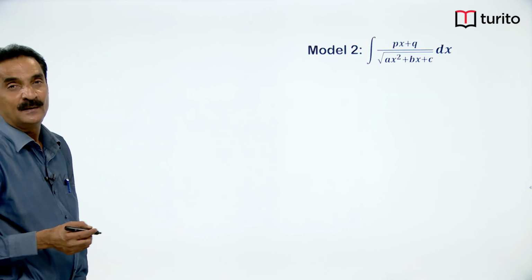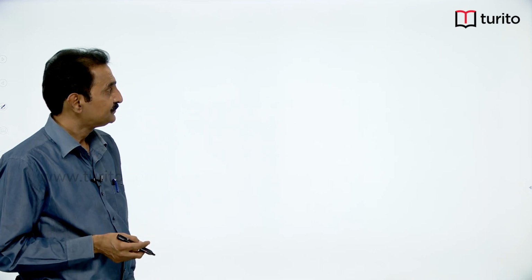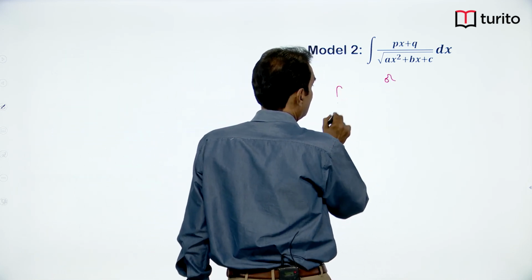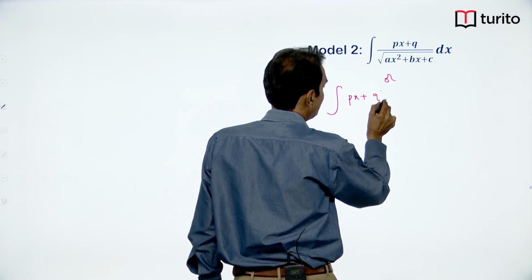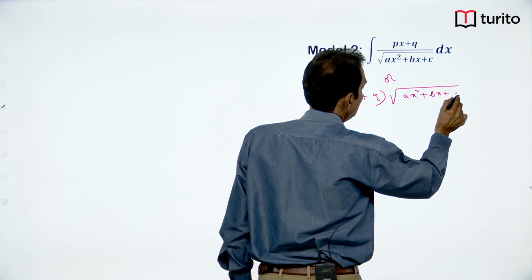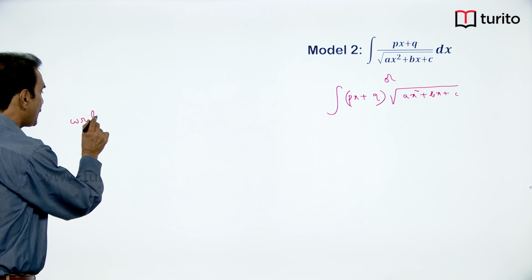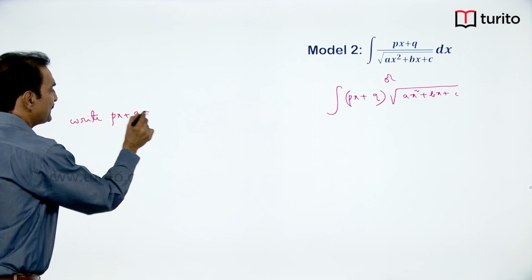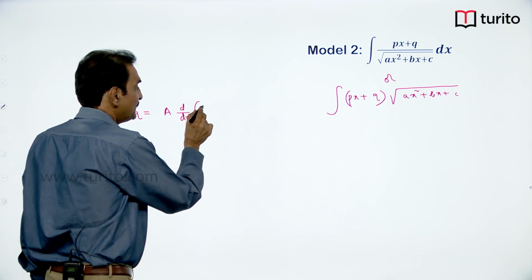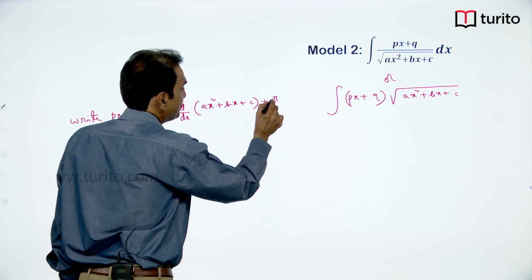Now, I am going to discuss more models of irrational functions. Model 2, px plus q by root over ax square plus bx plus c. For integrating this model, or it may be px plus q into root over ax square plus bx plus c. For these two, the method is write px plus q as a into d by dx of the quadratic ax square plus bx plus c plus a constant b.